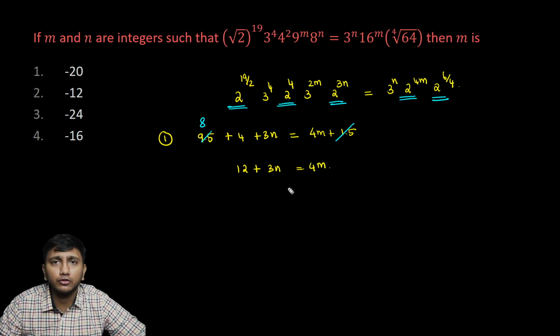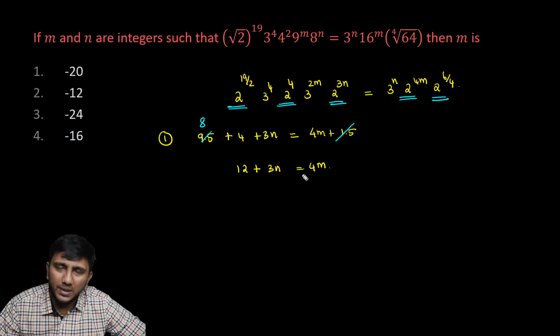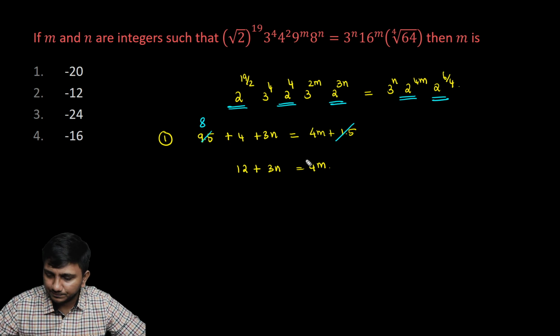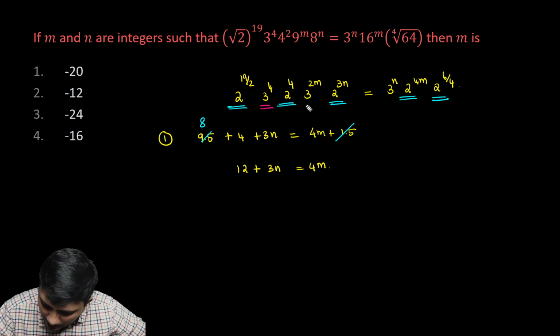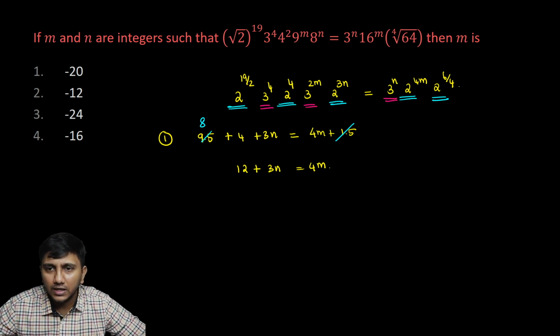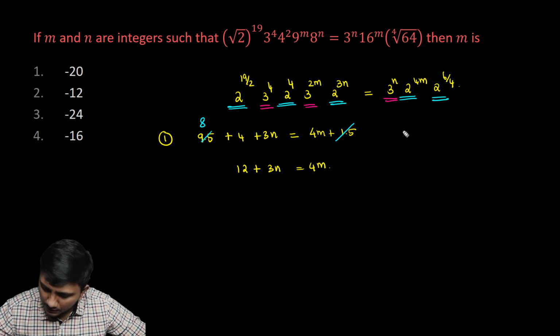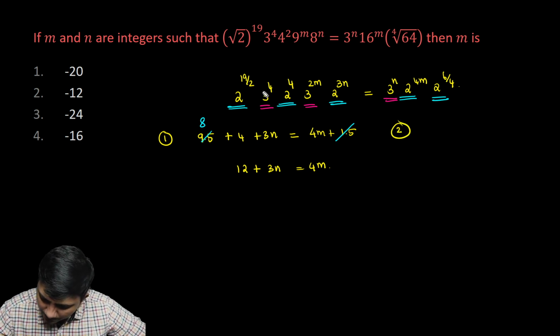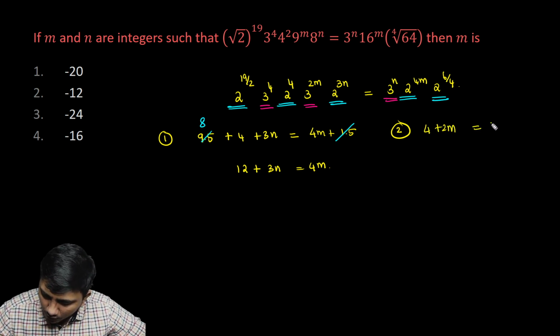Now that's on the basis of power of 2. Now let's also form an equation on the basis of power of 3. So on the basis of power of 3, we can take these two on the left side and this on the right side and form an equation out of that. The second equation will be 4 plus 2m being equal to n on the right hand side.